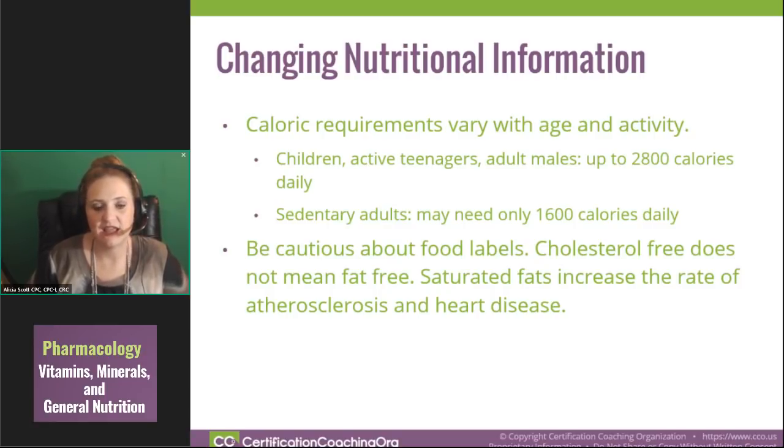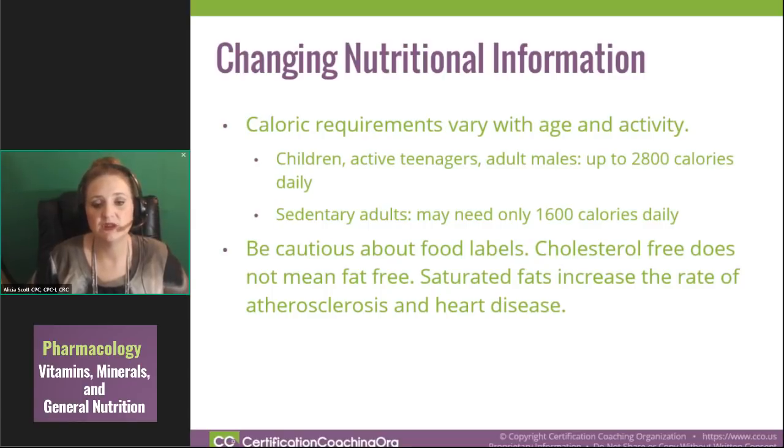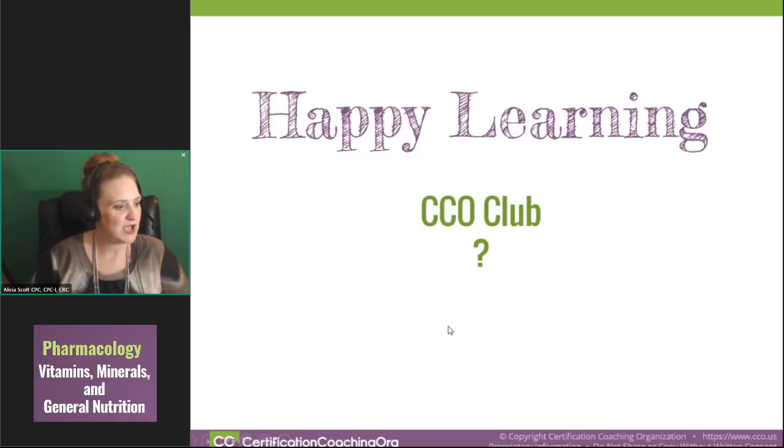Saturated fats are something that you need to be very careful with and pay attention to, because if you get too many saturated fats, then it leads to heart disease. Atherosclerosis is a hardening of the vascular system. You don't want that. All right, I'm seeing that we have no questions, so that's fabulous.